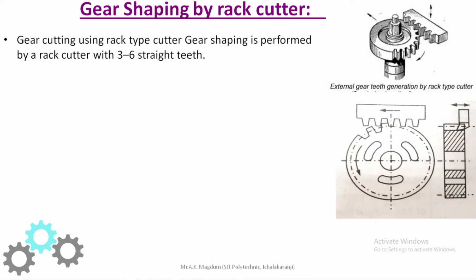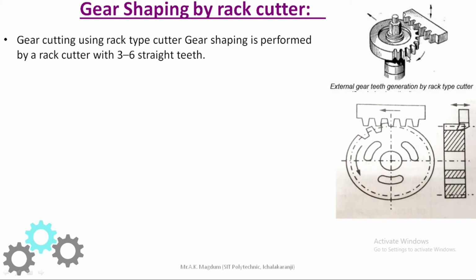First of all, gear cutting using rack type cutter. Gear shaping is performed by a rack cutter with 3 to 6 straight teeth. All of you observe that in the video also. In this image, observe this one. This one is the rack. It reciprocates in an up and down direction, and this one is the gear blank.